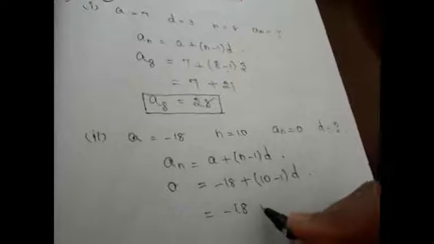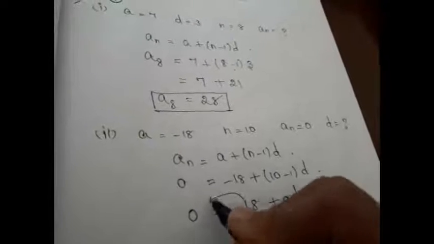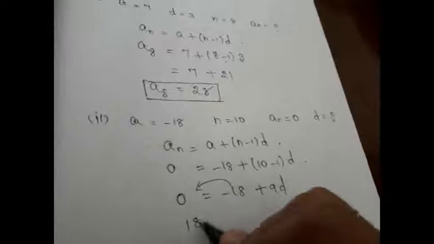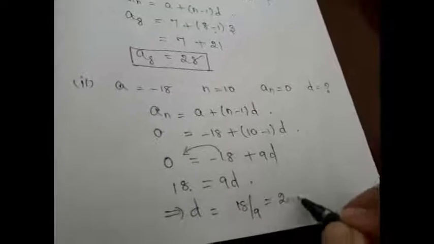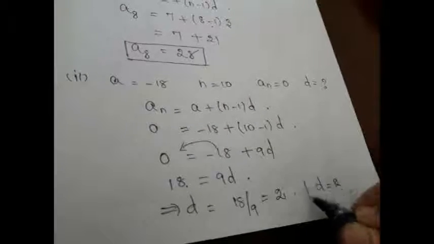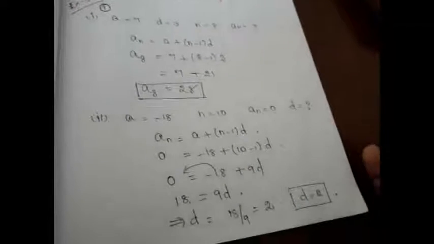So minus 18 plus 10 minus 1 is 9D, and this side 0. So I am going to bring this minus 18 to the other side. So plus 18 equals 9D. This implies that D equals 18 divided by 9, which is 2. Therefore the common difference is 2. Hope you understood, this is mere algebra. We are just substituting in the formula, bringing the terms to the other side, and finding the unknown variable here. That's it.